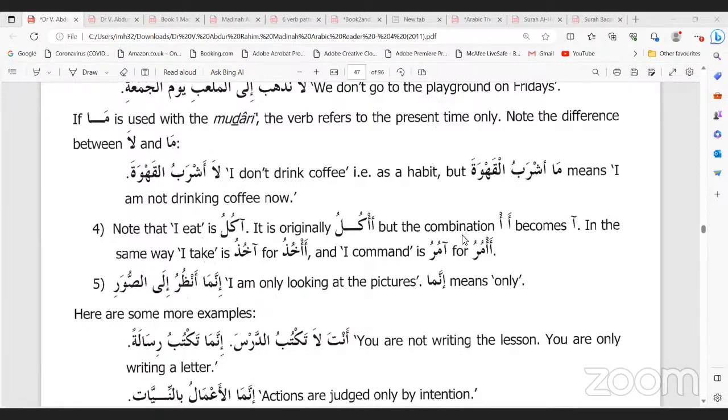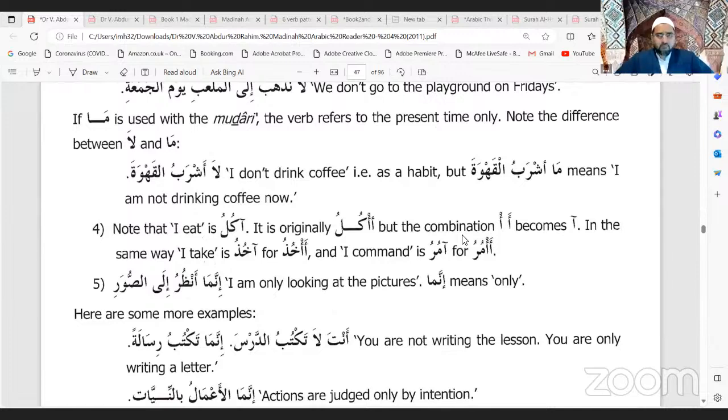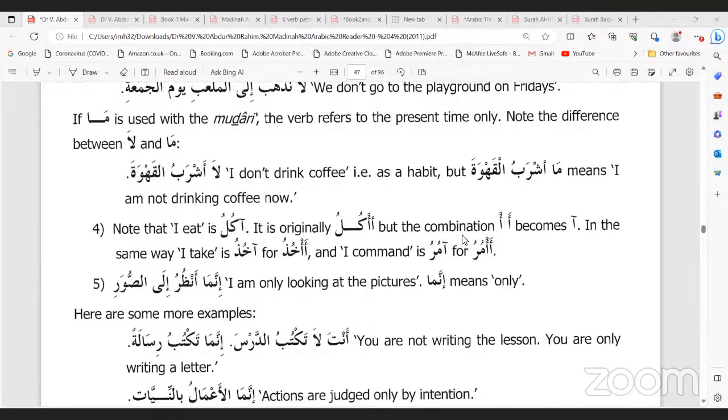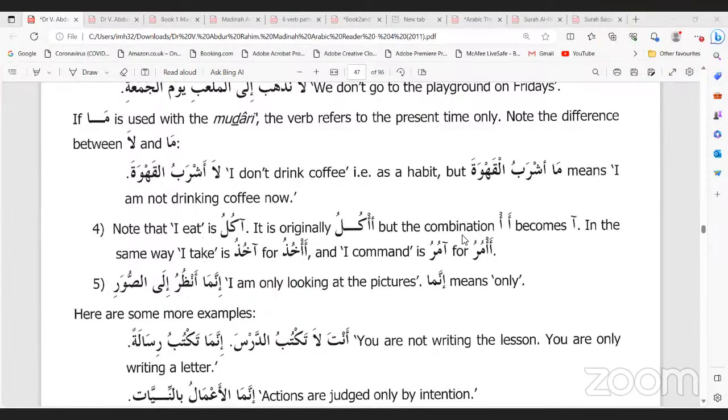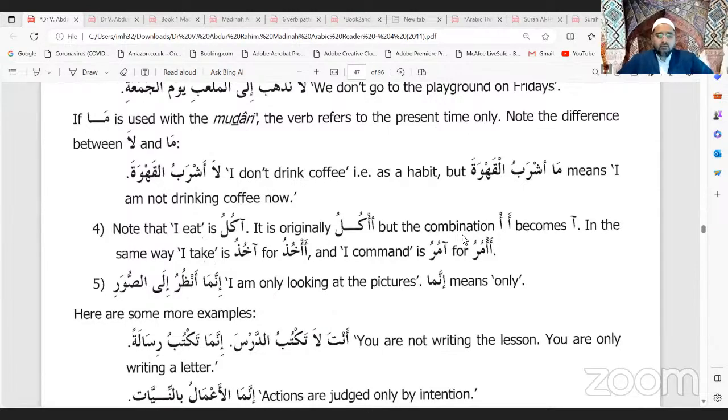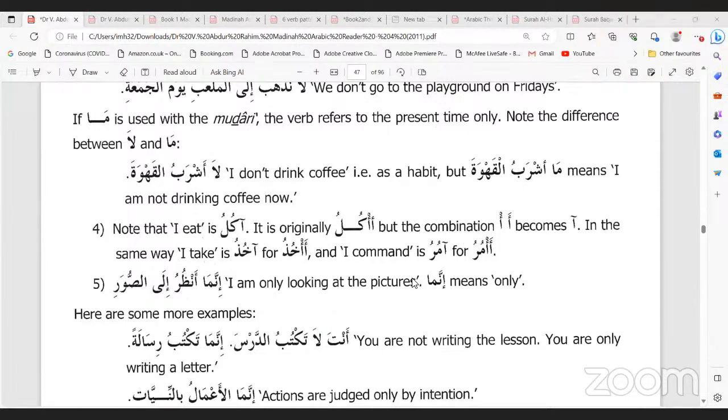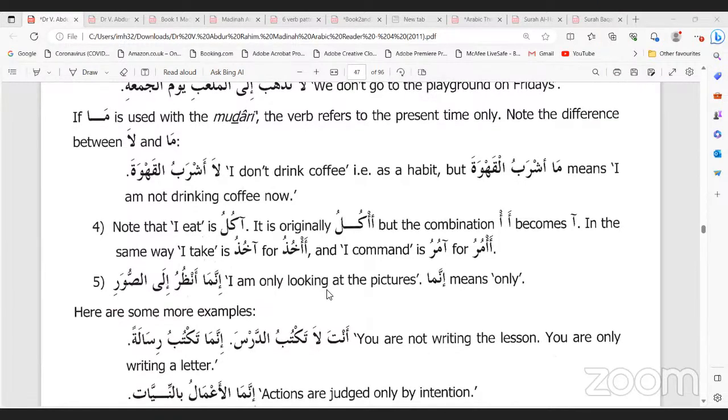Number 4, note that I eat is akulu. It is originally akulu, but the combination of a and hamza with sukoon becomes mad. In the same way, I take is akhuzu, originally akhuzu. And I command is amuru, originally amuru. So it becomes with the mad.